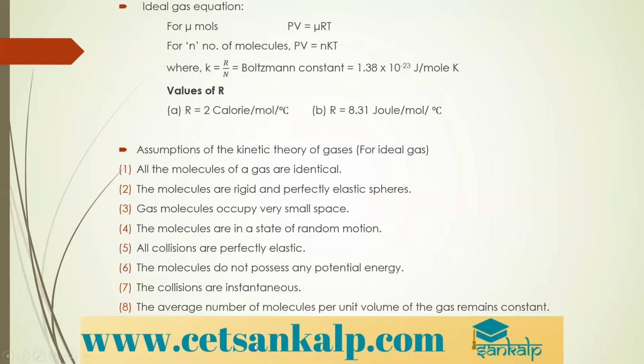Next. Here we have already seen that the ideal gas equation is given by PV is equal to mu RT, where N is the number of molecules. So here we can write PV is equal to N Kb T. That is Boltzmann constant. Its value also we have seen, that is 1.38 into 10 raised to minus 24 joules per mole Kelvin. This is your Boltzmann constant value.